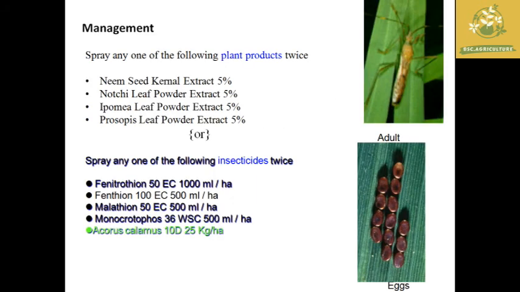And the major management practices for these bugs are spraying of plant products like neem kernel seed extract as well as nochi leaf extract, ipomea leaf powder extract, Prosopis leaf powder extract at 5% concentration, or else we can move to insecticides twice, which must be taken at the starting of the milking stage in the rice, as well as in the middle of the milking stage, which can effectively control these rice earhead bugs.